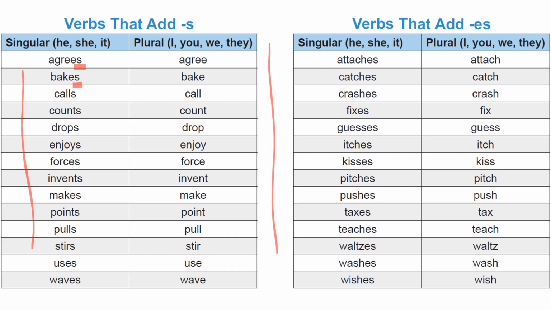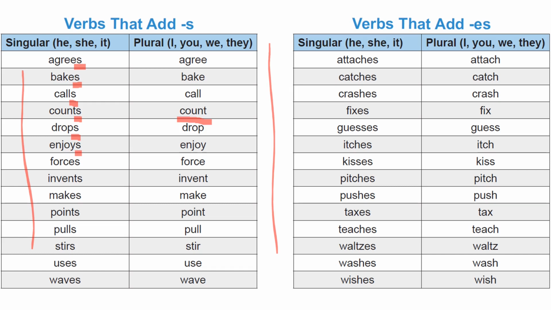We have the word calls. If we remove this s, we have the word call. Then we have the word counts. Again, when we remove this s, we are left with the word count. We are left with this plural form. Then the next word is drops. We remove the s to create its plural form and it becomes drop. Enjoys. Remove the s, it becomes enjoy.